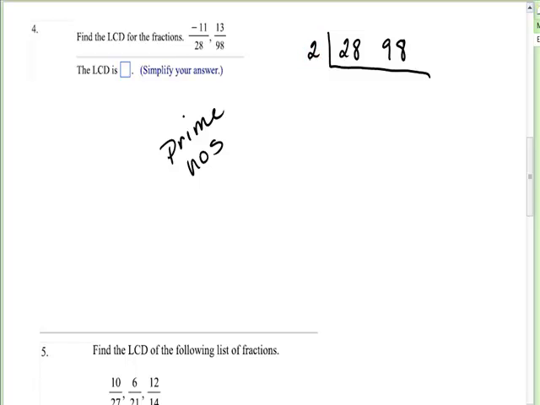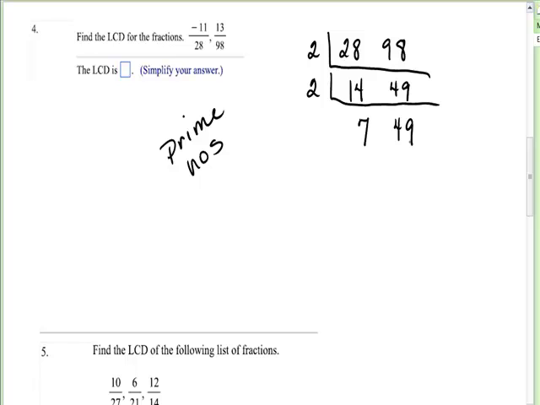All it has to do is be able to go into one of them. It doesn't have to be able to go into both. 2 goes into 28 14 times. 2 goes into 98 49 times. Will 2 go into either one of them still? Yes. 2 goes into 14 7 times. It doesn't go into 49, so bring it down.